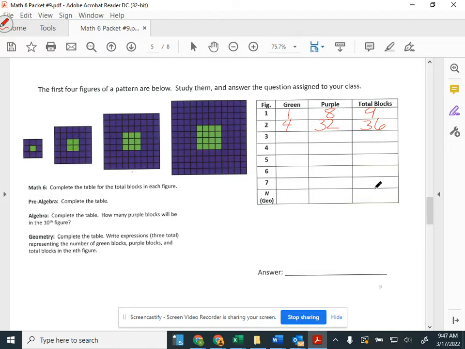Look at figure number 3. How many green squares are there, Peyton? 9. How many purple squares are there, Nolan? 1, 2, 3... 12, 13, 14, 16, 17, 18. Oh, I'm already losing track. All right, help him out, Aiden. 72. 72.